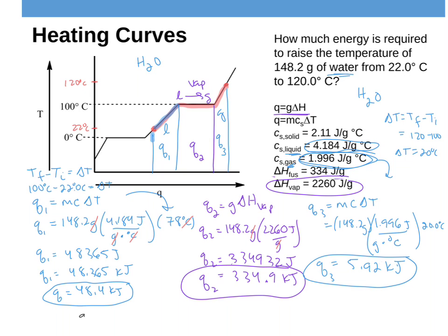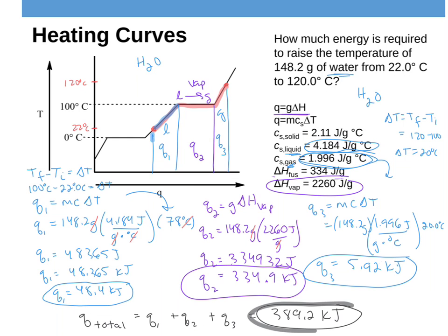Well, again, I need to add this all up, because the total amount of energy needed is going to be all 3 of these values put together. That's what I just did. I figured out all 3 of these values. So you simply add them all up, and you should get 389.2 kilojoules.